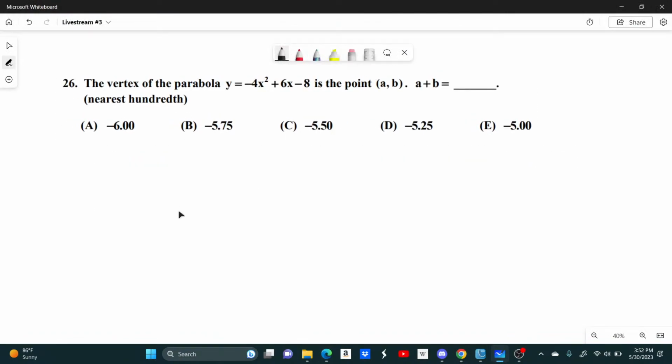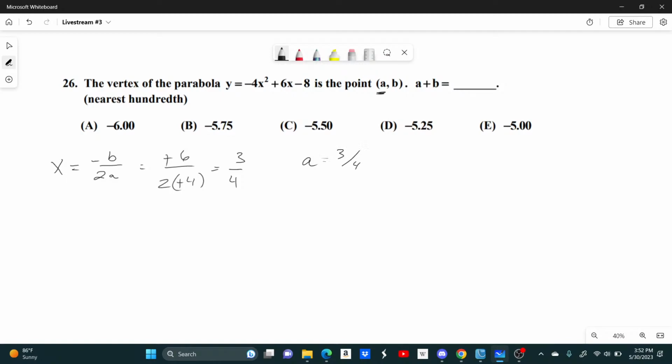The vertex of the parabola y equals negative 4x squared plus 6x minus 8 is the point A, B. Find A plus B. Okay, so the x coordinate of the vertex is equal to negative b divided by 2a. You could also do this with calculus if you wanted. You could set the derivative equal to 0 to find the vertex, but I like this a little bit better. So that would be negative b, and my b is 6, so that's negative 6 divided by 2 times a. Well, my a is negative 4. So when I do this, my negative signs will cancel, and I get 6 over 8, which is 3/4. So my A is equal to 3/4.